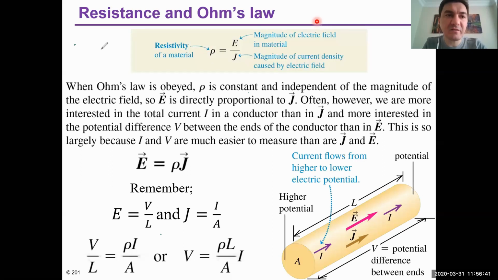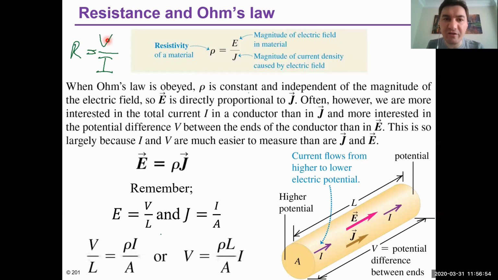R is given by volt per current. Instead of electric field, here we have volt, much easier to measure. Instead of current density, here we have current, much easier to measure. And here, instead of resistivity, we have resistance, which is given by that expression. So I think we can continue if you don't have any question in that part.